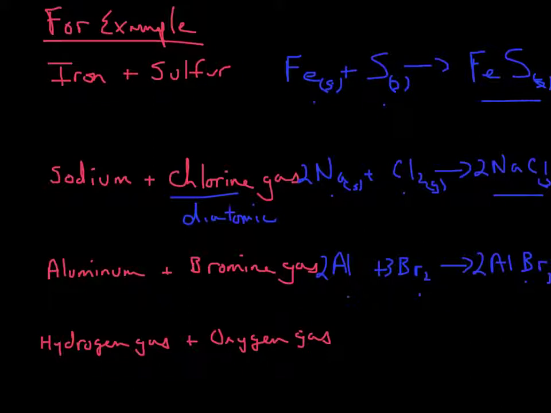And the final one here, hydrogen gas, that is H2, plus oxygen gas, O2, and that's going to produce, well, you guessed it, water. And so if I want to balance this, I need a 2 here to give me 2 oxygens, because I have 2 oxygens. Now I have 4 hydrogens, so I put a 2 there. There you go. Synthesis reactions. Element plus element gives you compound.